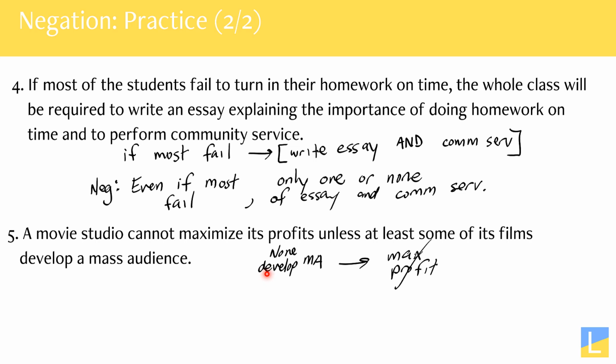Now, to negate a conditional statement like this, we say that the sufficient condition, the left side, can be true even though the right side is not true. So even if none develop a mass audience, it can still maximize its profit. There you see I've written that negation out. So remember, when I was negating this, I initially said a movie studio can maximize its profits even if none of its films develop a mass audience. That's exactly over here. It's switched in order, but it doesn't matter. You can always say it can maximize profits even if not mass audience, or you can say even if not mass audience can develop max profit. Those mean the same thing.